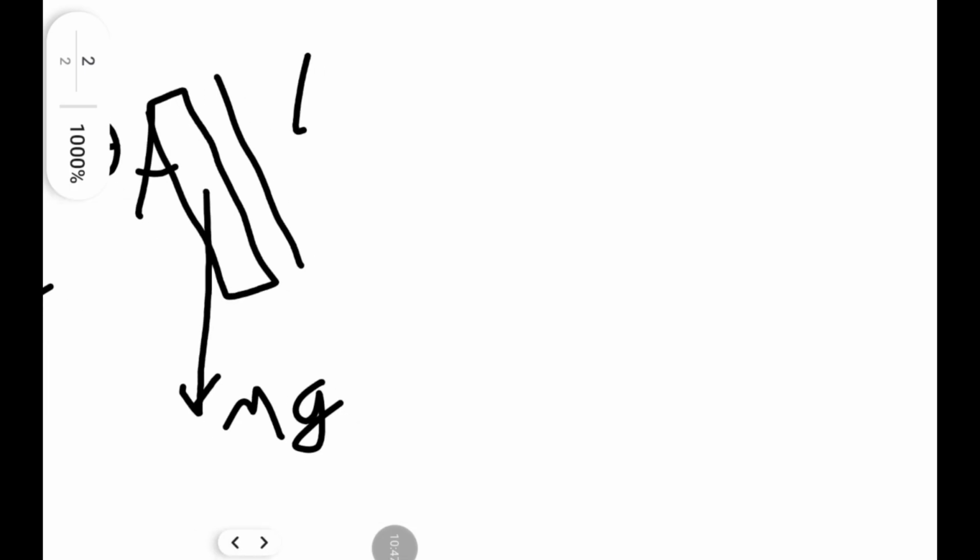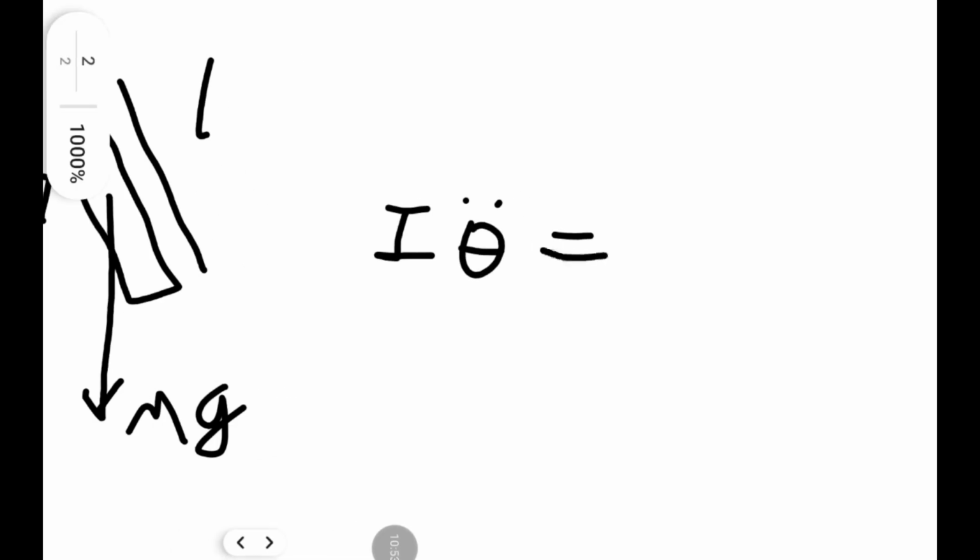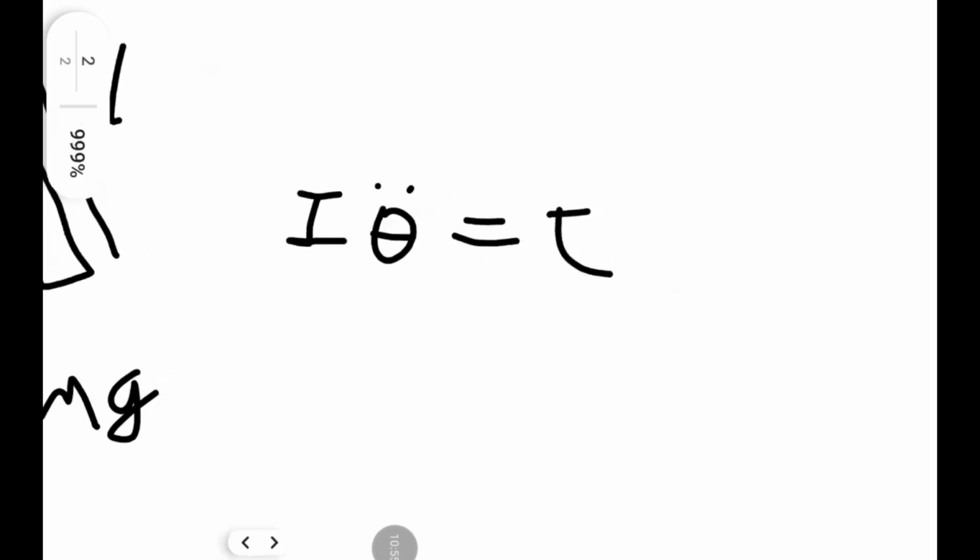There's a very famous equation which is very important to use, which you might have seen: the moment of inertia times the angular acceleration is equal to the torque. This equation is very important to remember, and this is what we're going to need. Now, I'm not going to go into moment of inertia too much in this example. I'm just going to tell you some things.